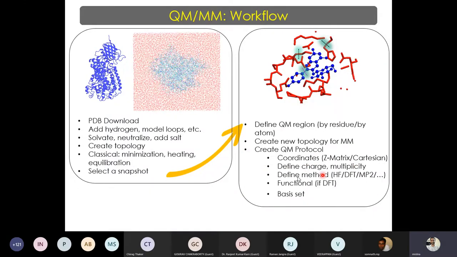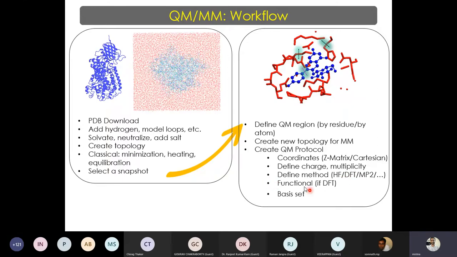After this, you have to define your method, whether you want to do Hartree-Fock, DFT, or MP2, depending on what you can afford or what you require. In many cases people use DFT. If you are using DFT, you also have to talk about the functional. DFT has many, many functionals. We have a slide later on to talk about some good practices in QMMM calculations. You need to know which functional you should take.